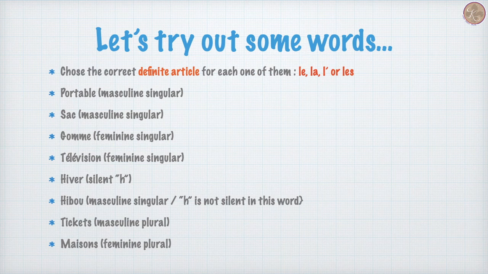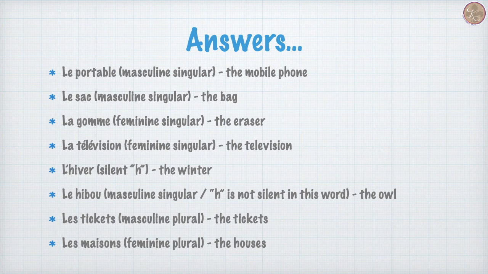Alright? At this point, you can pause the video, work out your answers, and then continue watching. You'll see the answers in the next slide. Get started. Here are the answers applying the definite article rules. Le portable, le sac, la gomme, la télévision, l'hiver, le hibou, les tickets, les maisons. I hope you got them right.